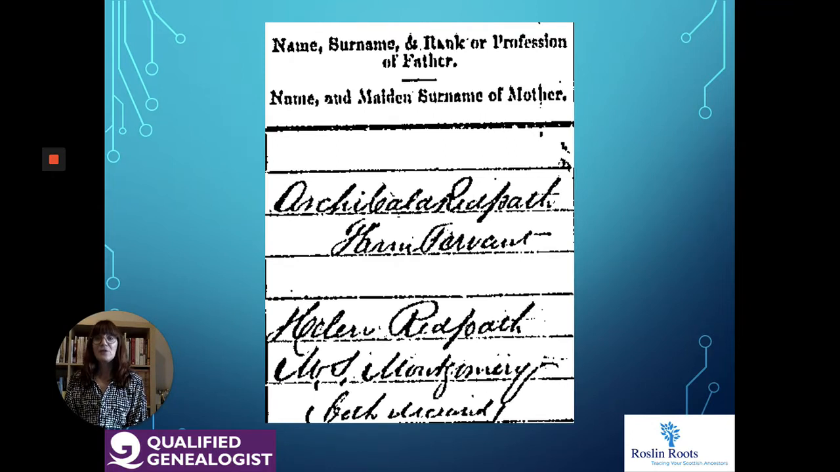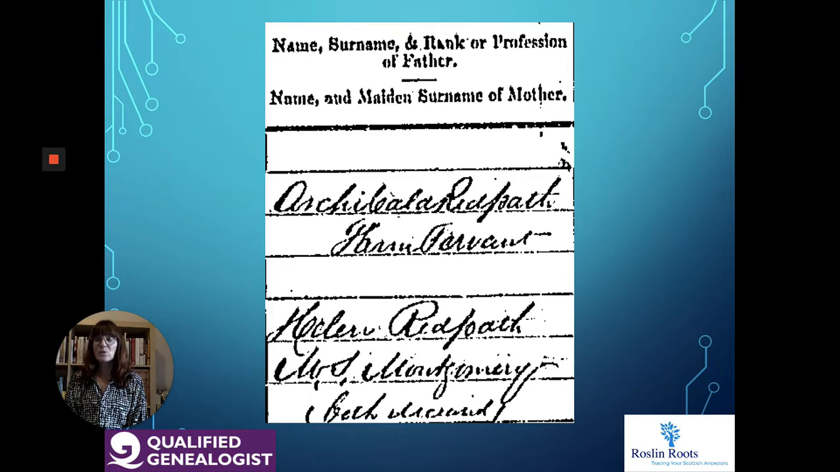Here comes the useful information that can help you trace your relatives back in time. On the death certificate we have the name of both Peter's parents. Peter's father was Archibald Redpath, who was a farm servant, and his mother was Helen Redpath, and her maiden name was Montgomery, and they're both deceased at the time of his death.